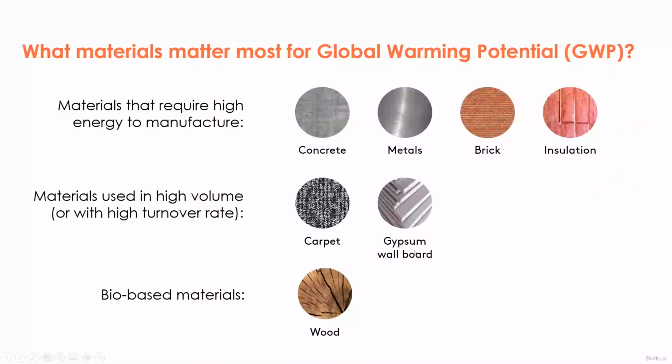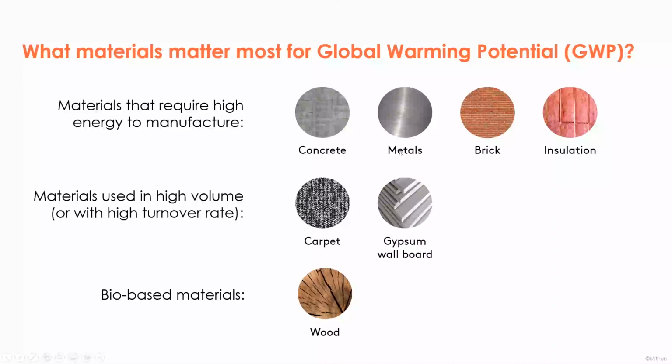And so really, we can distill this down into trying to pay attention to materials that require high energy to manufacture, which we're seeing include concrete, metals, brick, and insulation, among others, but those are in particular the hot spots. Also materials used in high volume or with high rates of turnover, for example, tenant improvement work, where maybe your interior office gets stripped and rebuilt every 10 to 20 years.